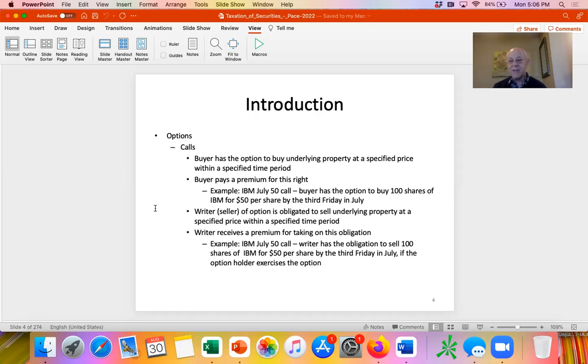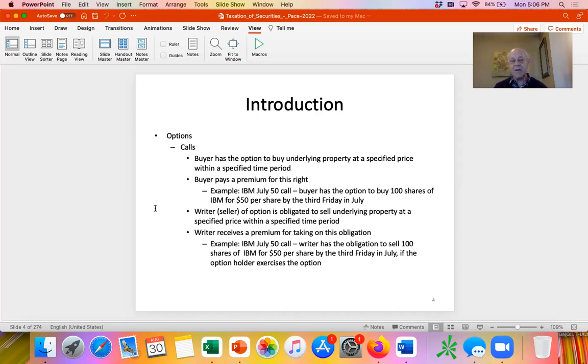With options, it's different. When I buy an option, I'm creating a right, I'm creating a contract, and someone has to sell it to me. And so someone is going to sell me that option, and they are going to be on the other side of that option.